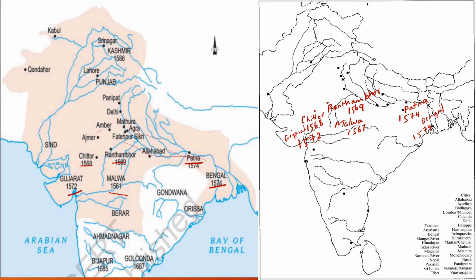Then you can see Golconda and Bijapur in the southern part of India. Golconda comes near the Telangana region, and it was captured in the year 1687. Bijapur is near the Karnataka region. You should not confuse between the places.